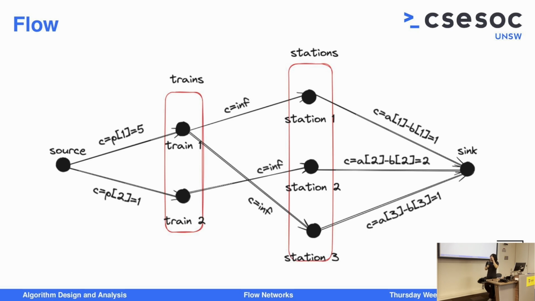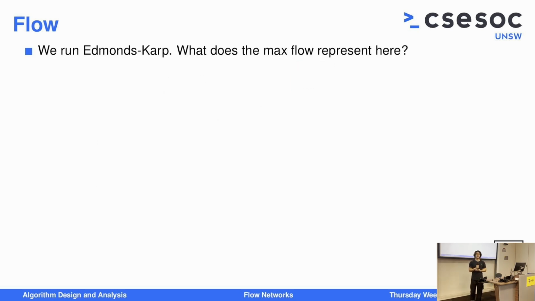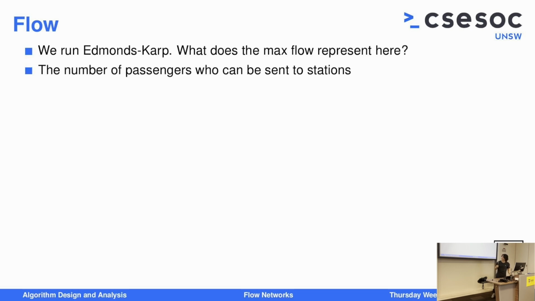We run Edmonds-Karp. What does the max flow here represent? The number of passengers who made it to a station, who don't need to be rescued. So it represents the number of passengers who can be sent to stations, who don't need rescuing.